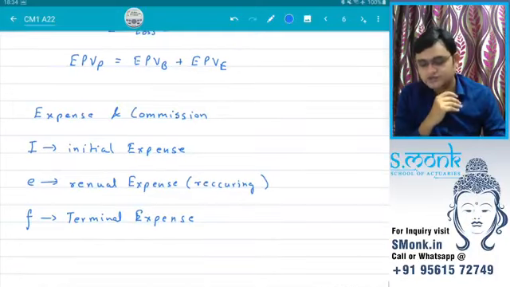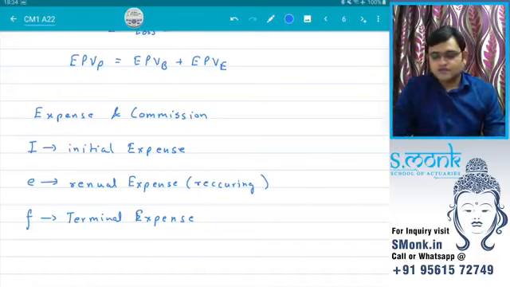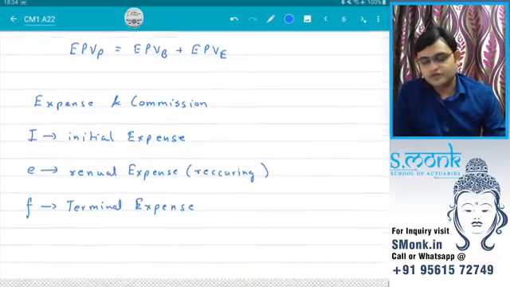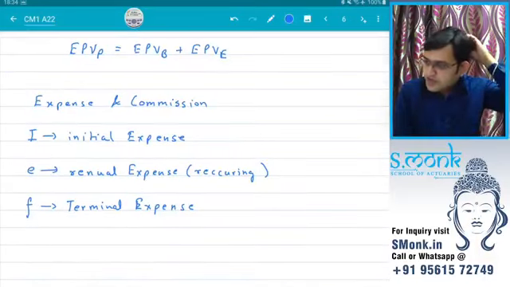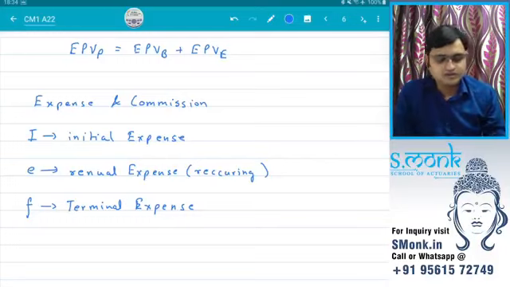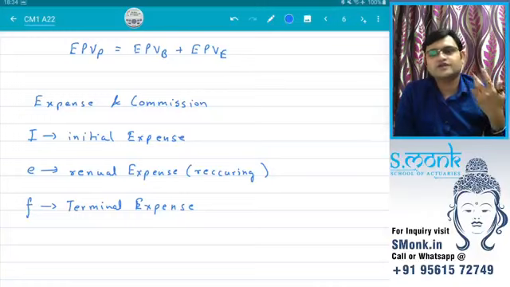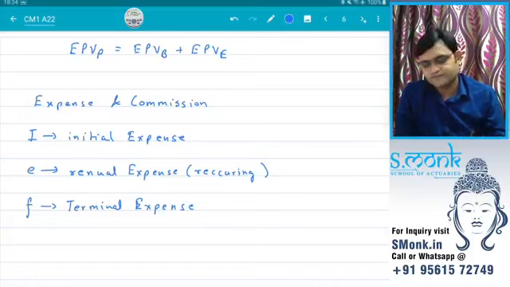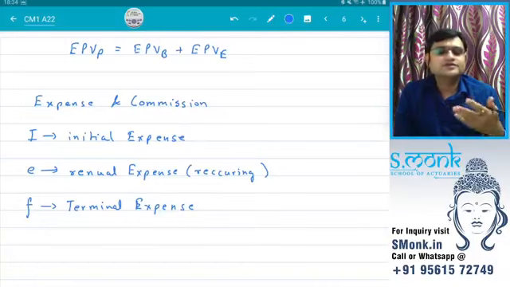So we have three types of expenses and commissions. We have initial, we have renewal, and we have terminal. I have never seen a terminal commission. Usually commissions are of two types, initial and renewal. But if in future there is a question where we see a terminal commission, then okay, good enough. The calculations are basically the same.